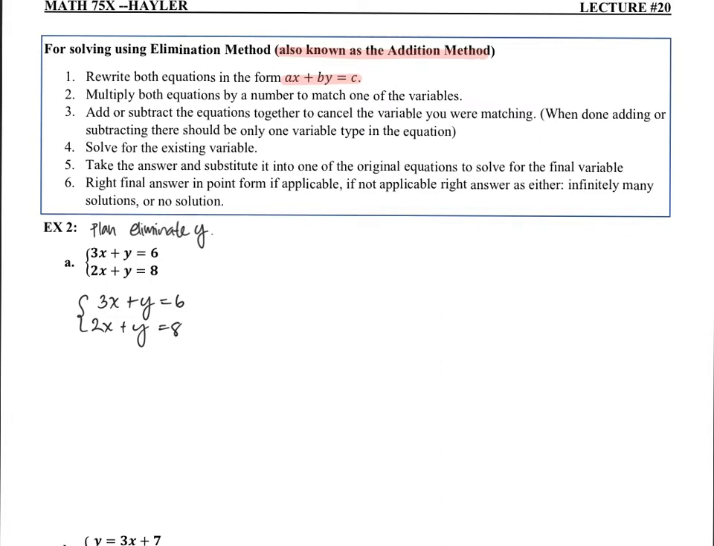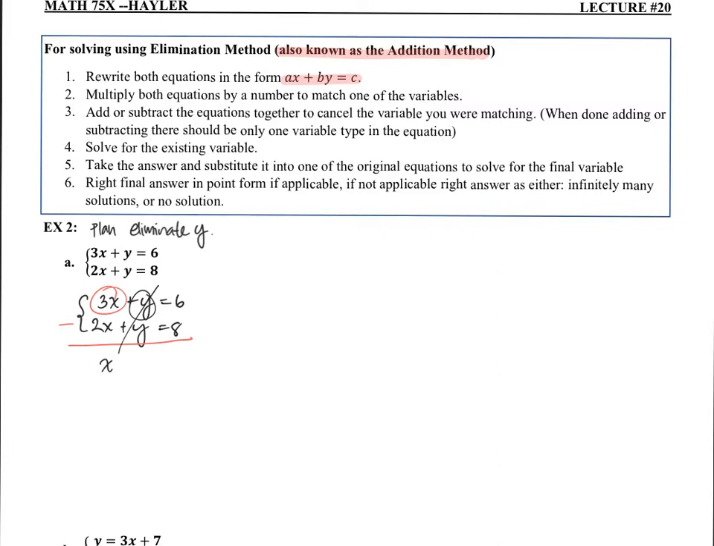And let's go ahead and subtract. So it's going to be 3x minus 2x. So that is going to end up being 1x. Then we have y minus y, and they cancel, which was our plan. Remember, if they didn't cancel, something went wrong.